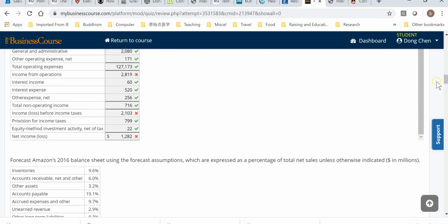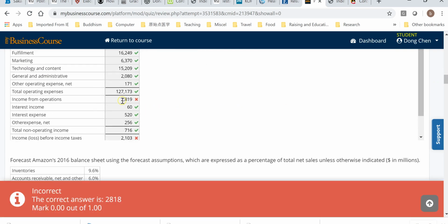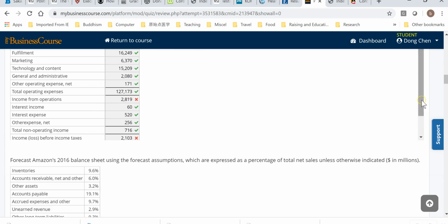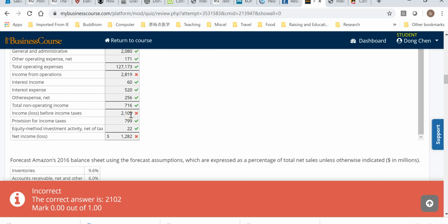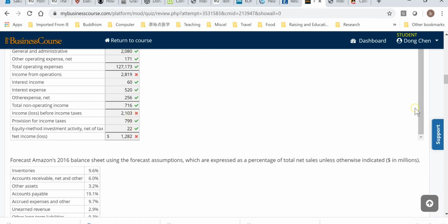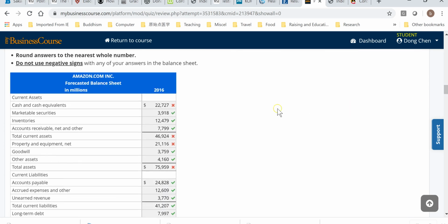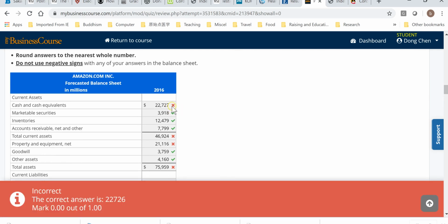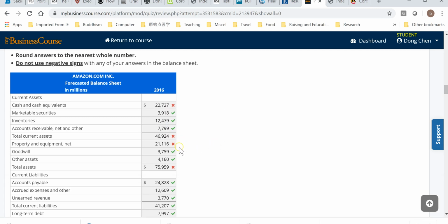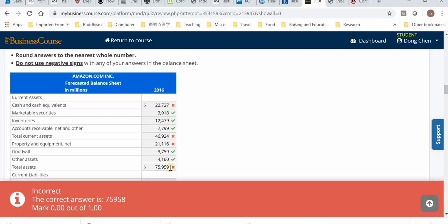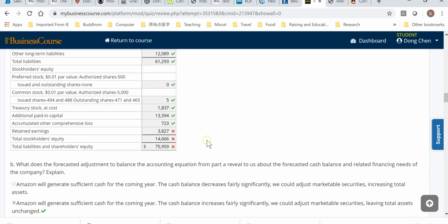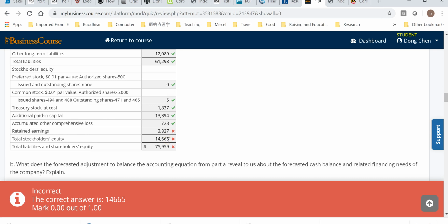So let's see whether we have got it. Yes, it's $1 off. So this must be due to the rounding issue. And this is also $1 off. And this is $1 off. So for that, if you have the same issue, I will surely adjust your points back. So this is also $1 off, and this is $2 off, and I guess this is because of the cumulative issue here. And this one is also $1 off, and this is $1 off. And finally, this is $1 off, and this is $1 off, and this is also $1 off.